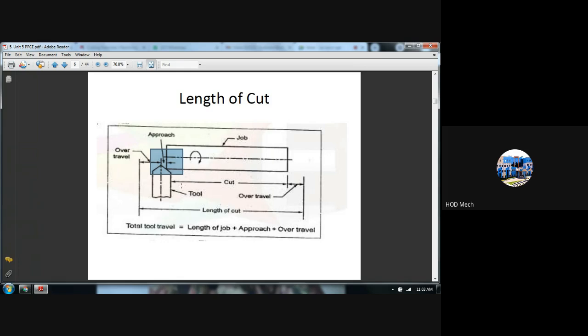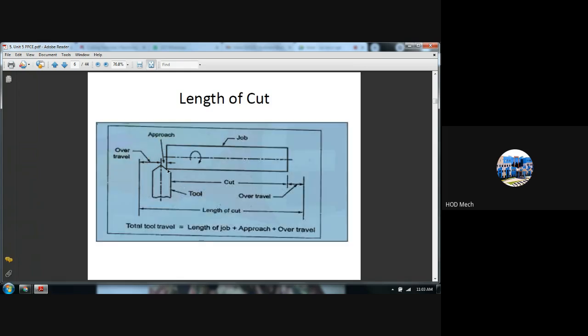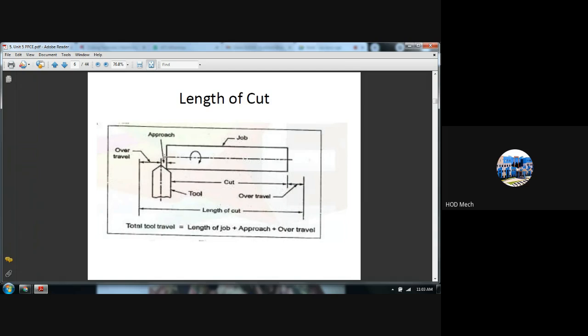And this length, the entire length of your workpiece, is called the length of cut. The total distance that is moved over the workpiece. And again, after cutting, when your tool comes here, you will not remove the tool at once. You will go for a certain distance because the tool should not make impact with the workpiece. You will move further some distance. That is again called over travel.